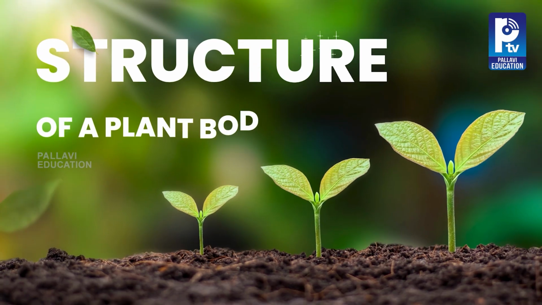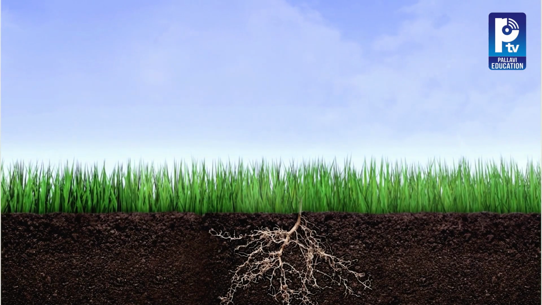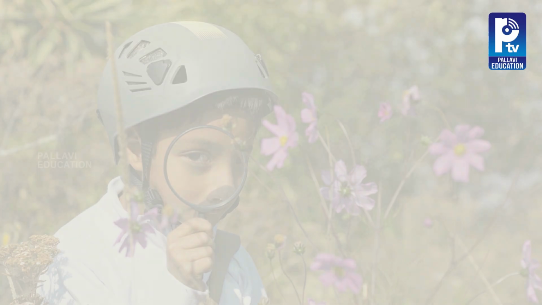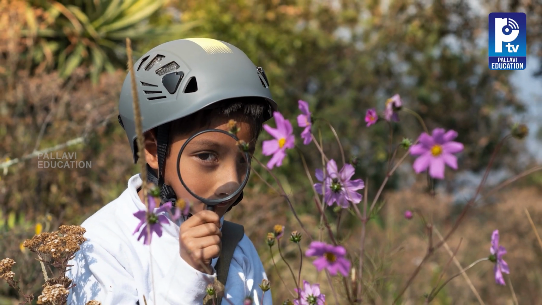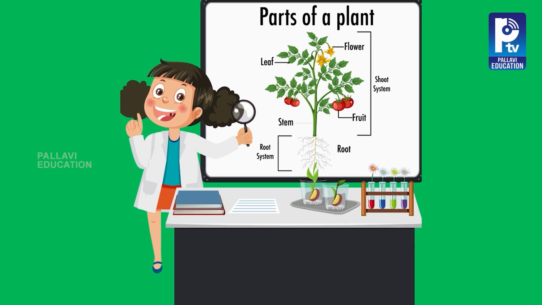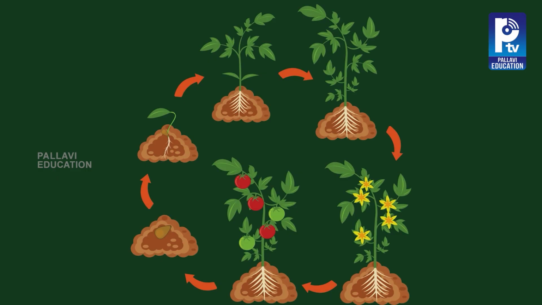Have you ever looked closely at a plant and wondered how it functions? Every part of a plant has a special role in keeping it alive and helping it grow. Today, we will explore the different structures of a plant body, including the root, stem, leaf, flower, fruit, and seed. Let's dive into the fascinating world of plants.